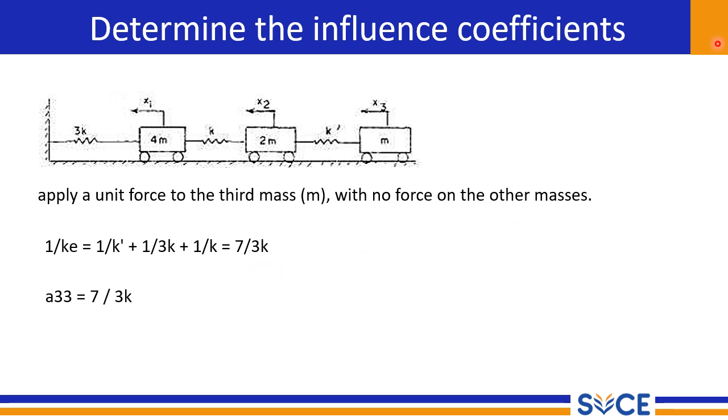By systematically applying a unit force to each mass and observing the resulting deflections of all the masses, we have successfully determined all the influence coefficients for the system, that is A11, A12, A13, A21, A22, A23, A31, A32, A33. These provide a complete description of the system's response to external forces. This analysis is a fundamental step in understanding the dynamic behavior of such mechanical systems. Next, we will see another example of how to determine influence coefficients.